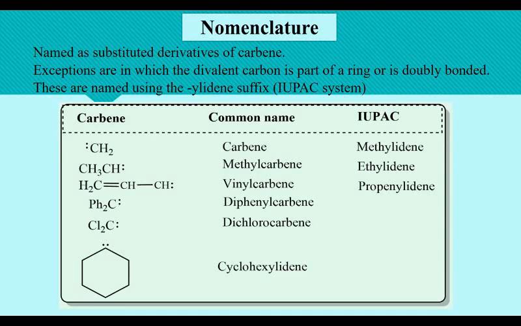The common names are the derivatives of carbene, such as methyl carbene, vinyl carbene, and diphenyl carbene, and their IUPAC names are also given. The carbene containing one carbon is called methylidene, having two carbons is ethylidene, and having three carbons with a double bond is called propenylidene.